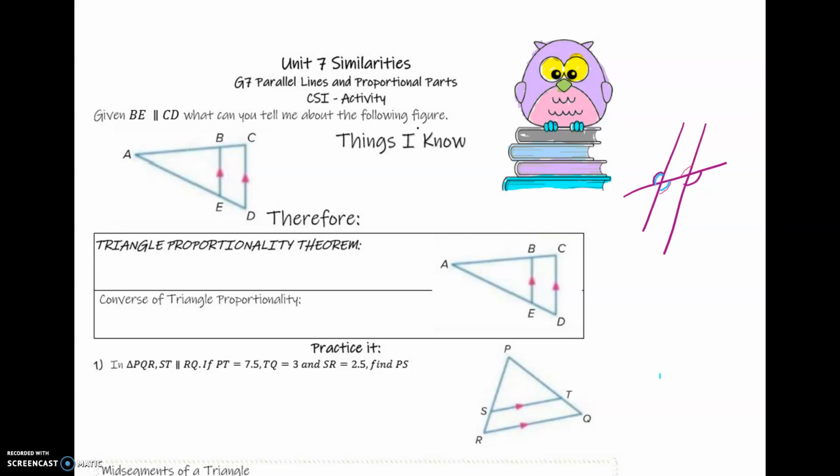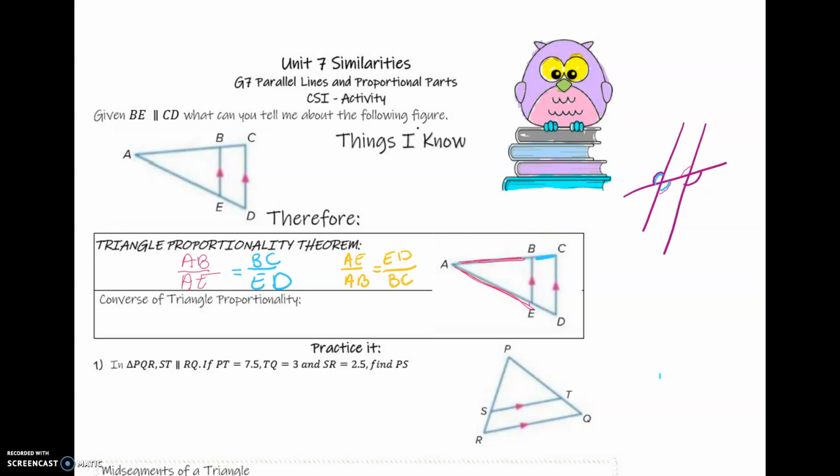So this triangle proportionality theorem is the fact that AB, so line segment AB here, over AE, that chunk there, would be proportional to BC over ED. So again, if you wanted to, you can write that out another way. You can say AE over AB would be proportional to ED over BC. Okay, and you can keep going from there.